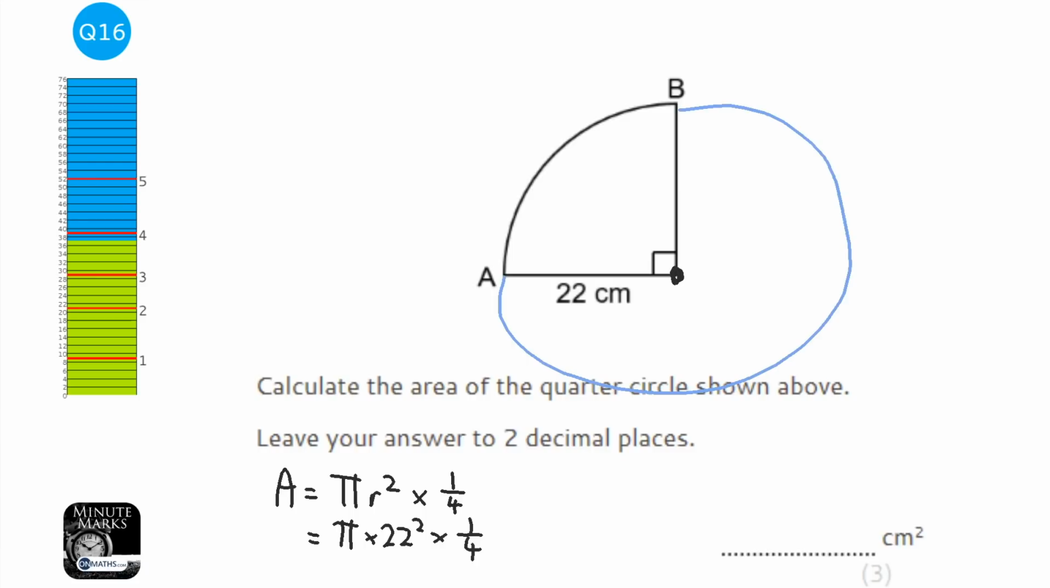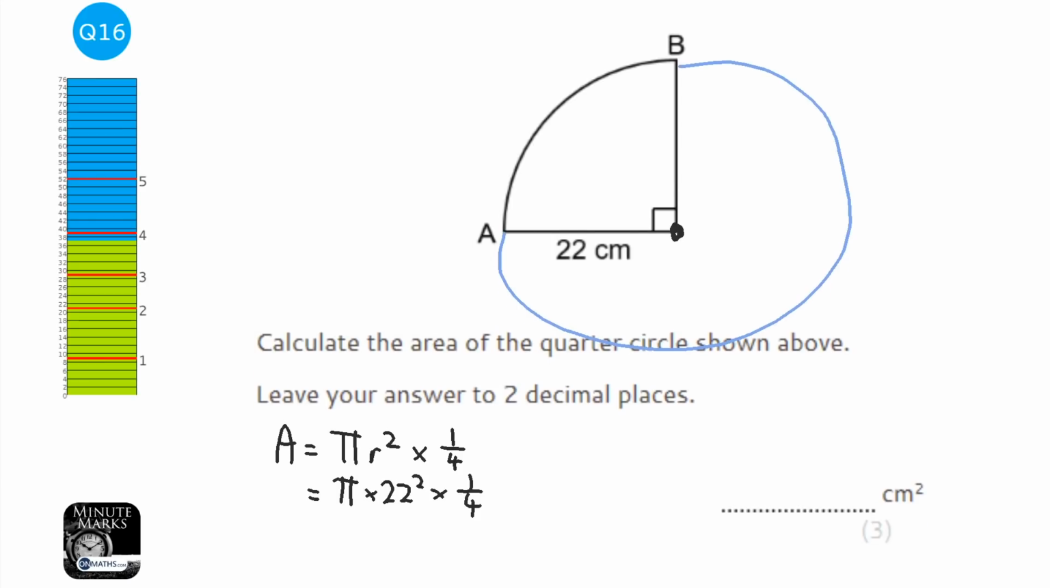So I'm going to do that on my calculator. Pi times 22 squared. And then you can press equals and then just divide it by 4. That's the same as timesing it by a quarter. And the answer I get is 380.1327 and so on. And so to two decimal places, that's going to be 380.13.